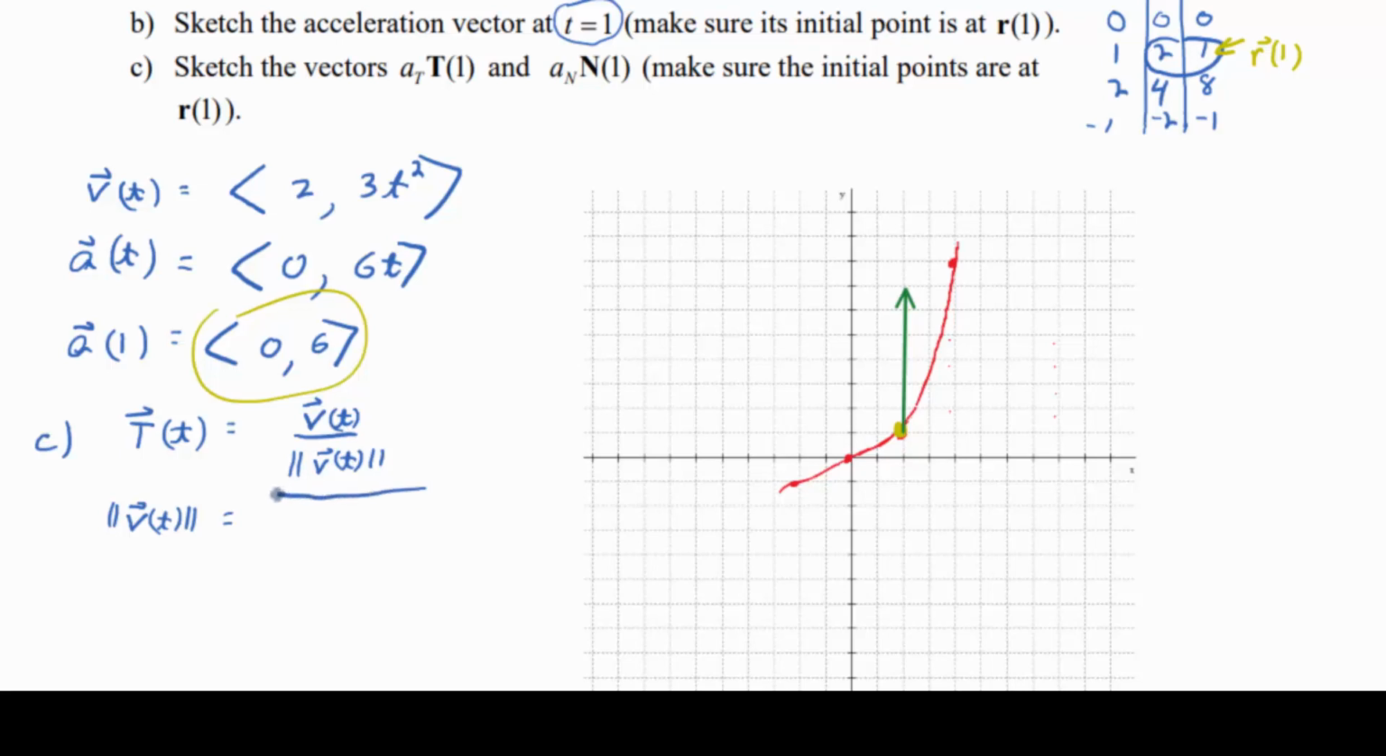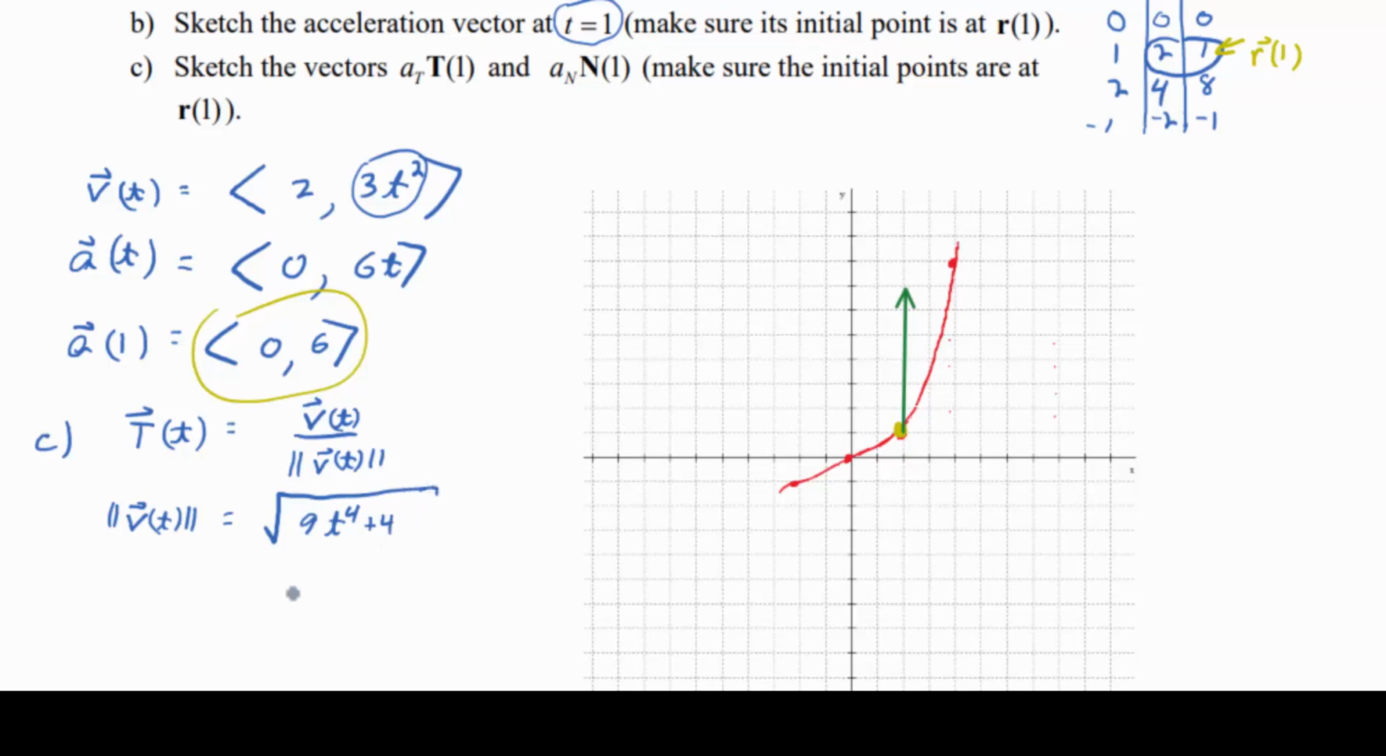It's the square root of 4 plus 9t squared to the 4th. Actually, 9t squared, squared is what I meant to say. Let me get this right. This guy squared. Let's just say it that way: 9t to the 4th plus 4. Would you buy that? Okay.